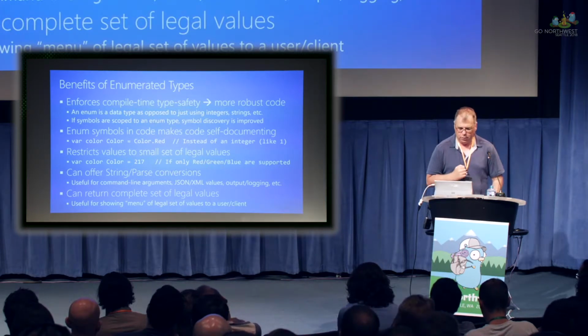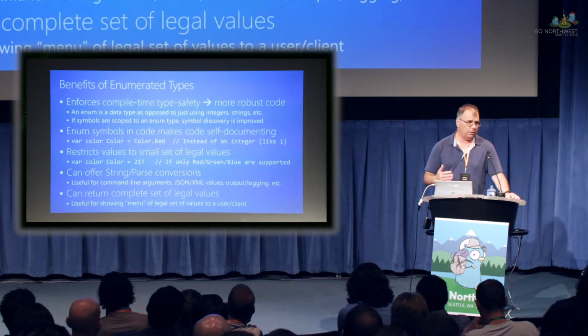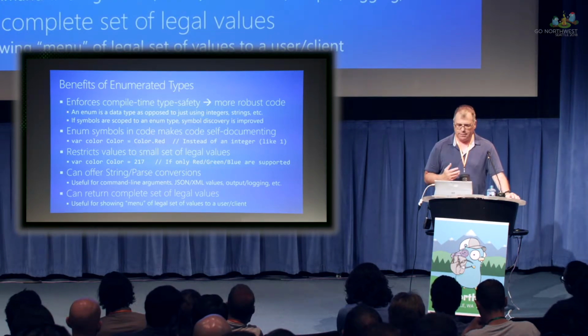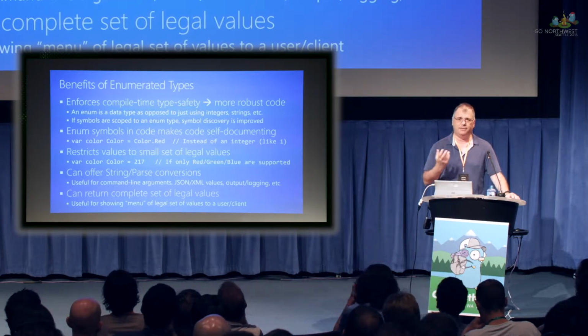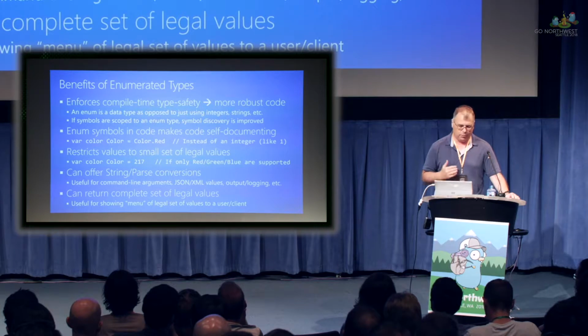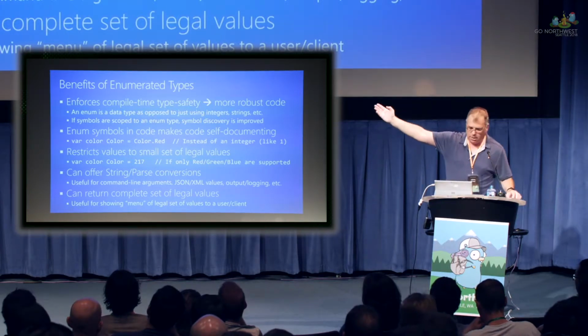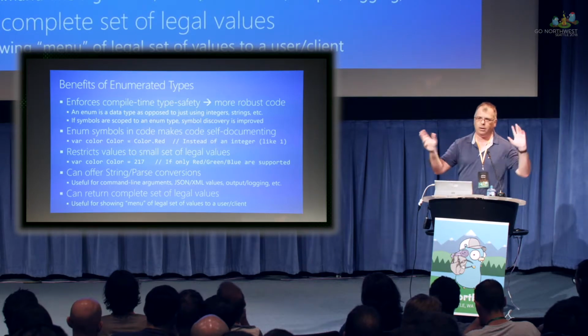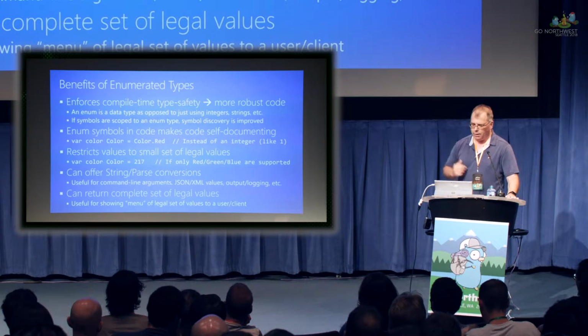Enum symbols in your code make your code more self-documenting. So as other developers are working on the code or reading the code later, they can see, oh, this is a color and I'm passing in red, right? It makes a lot of sense. That makes the code more maintainable over time. So there's an example of a variable called color of type color, and I'm initializing it to color.red instead of using an integer like 1 for red, let's say.